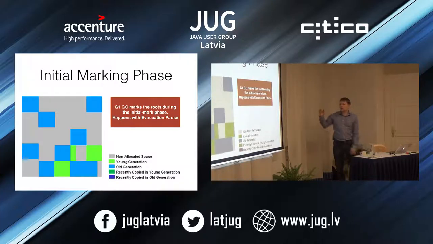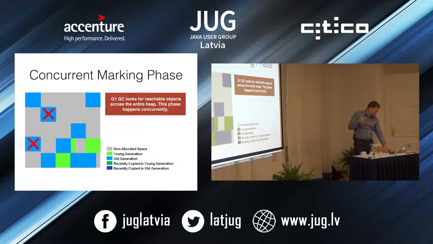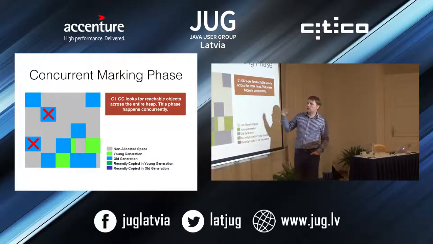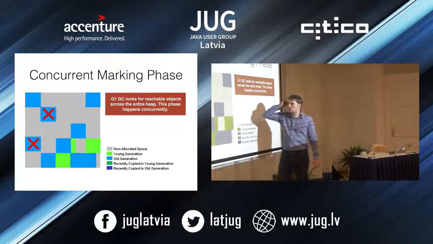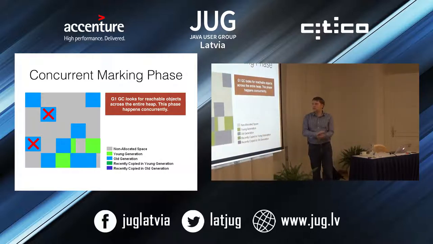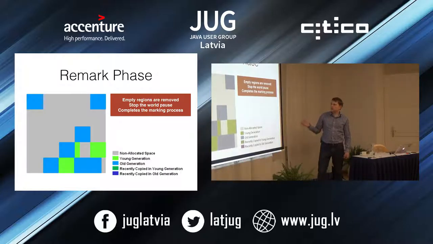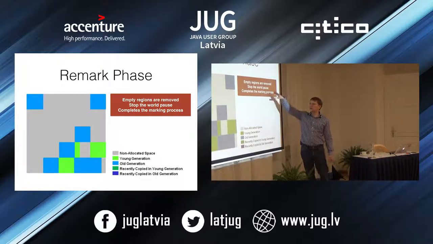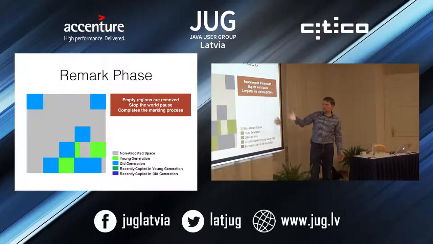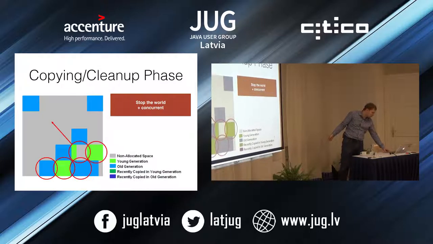It could be done in parallel because there are lots of regions, and you don't block the whole JVM. And so after that, you might find out that in some old generation regions there are no more live objects, and those could be removed entirely. This also happens concurrently. Then empty regions are removed, and this is a stop-the-world pause. When it happens, it restructures the memory regions, and GC completes the marking process of live objects.